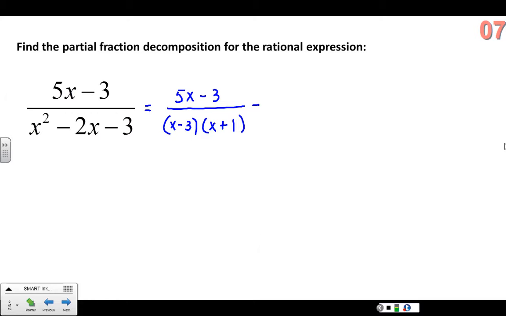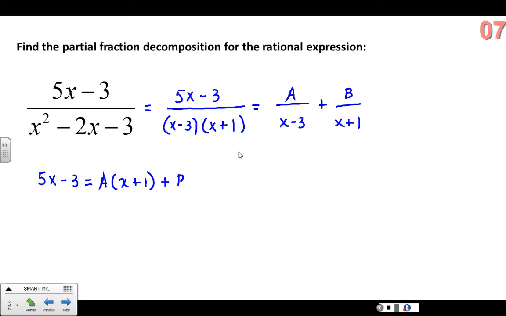So we're going to do the same setup as we did on the last problem. A over x minus 3 plus b over x plus 1. Now, if I multiply through by the common denominator, which is just x minus 3 times x plus 1, I would be left with 5x minus 3 equal to a times the x plus 1 plus b times the x minus 3. That's what we would be left with if we multiplied through by the common denominator.